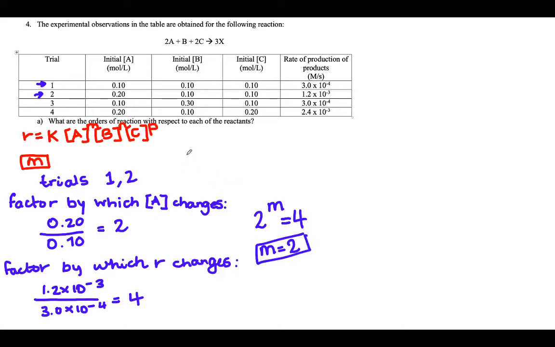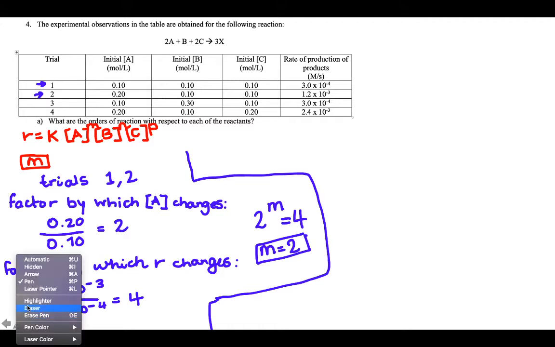Okay, that was how we figured out M. Let's see if we can solve for N. I'm going to change colors here. If you want to pause and maybe try this yourself and then come back and check to see if your answer is right, that works.